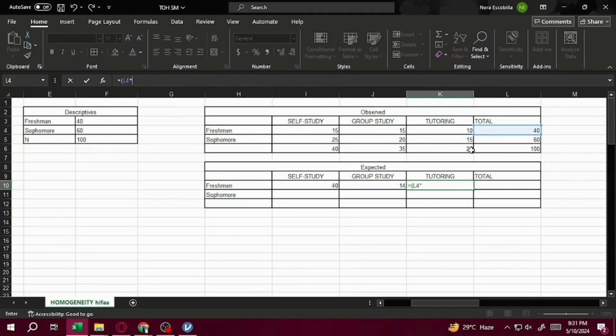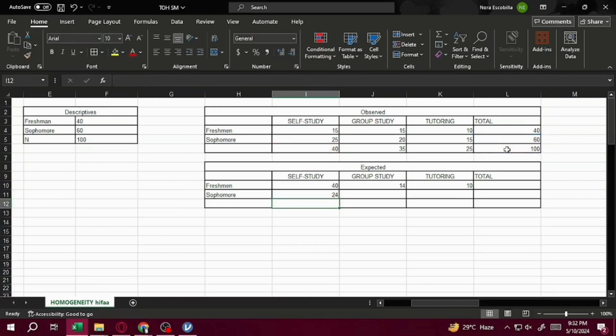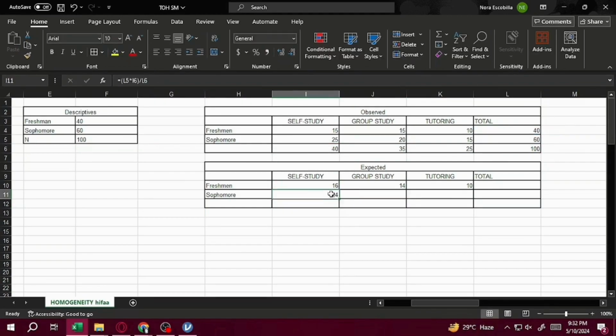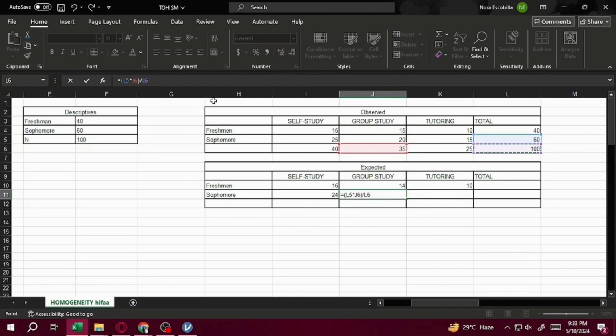So we have 10. We will do the same process. So 60, the total of sophomore. What is the percentage of 60? 0.60. And the total of self-study is 40. So 0.60 times 40 is equal to 24. And for the group study, we have 0.60 times 35, we have 21. And last, for our tutoring, we have 0.60 times 25.